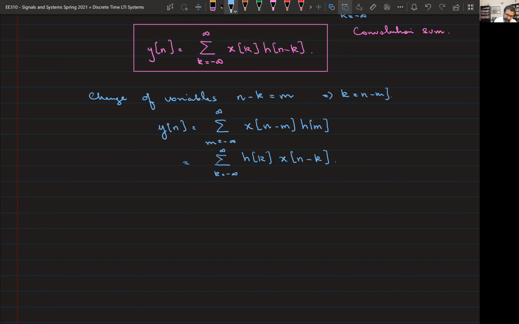And I say, okay, y of n in this case is x of n convolved with h of n, which is the same as h of n convolved with x of n, right? So it's commutative, just like we did earlier as well, right? Now, if you want to make some intuitive sense of what the convolution represents, that intuitive sense may be represented from this expression here. Okay, let's do one example, right?